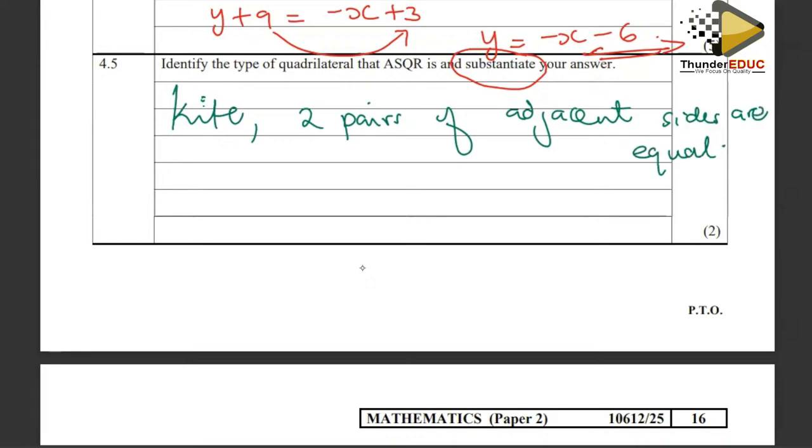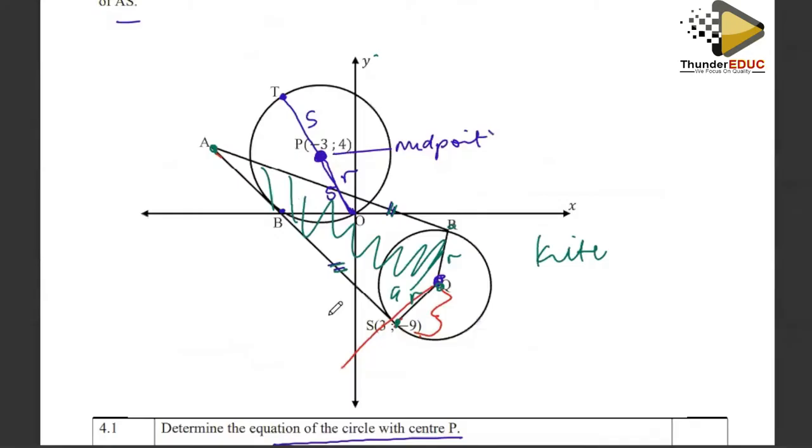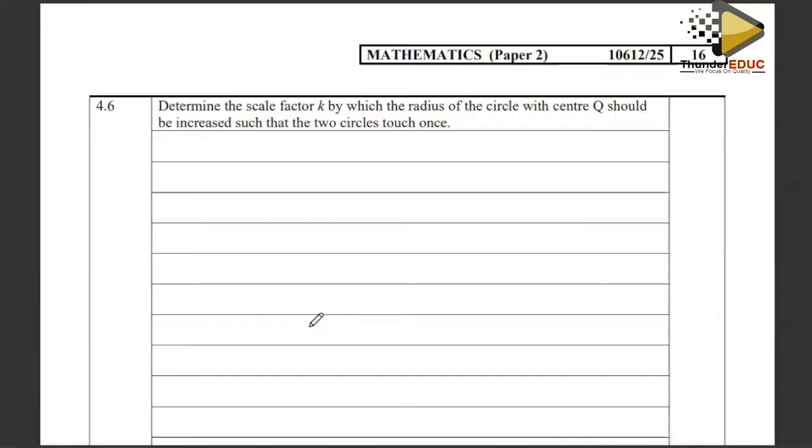Okay, in other words, if you don't want to say that, then you can give the sides themselves. Someone would say AS is equal to AR, and then QR is equal to SQ. It's fine, no problem. All right, so that is 4.5, and then 4.6, determine the scale factor K by which the radius of the circle with Q should be increased such that the two circles must touch.